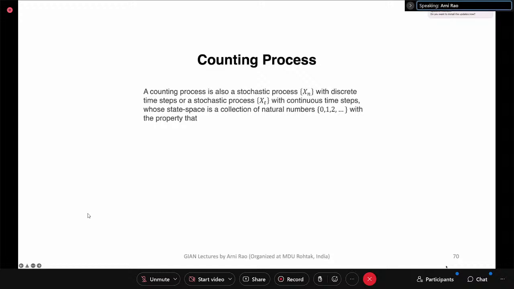So a counting process is also a stochastic process with discrete time steps. That means you are observing the first over how many sixes, second over how many sixes, third over how many sixes. So something you are counting. The first over is the first time step, second over the second time step, third over the third time step, according to your own definition, I mean, our choice. Or first 1 hour, how many cars crossed a certain signal junction. Second hour, third hour, how many cars. So you're counting. And the random variable is xn, which stands for the number of cars at the nth time step. So this is called a counting process.